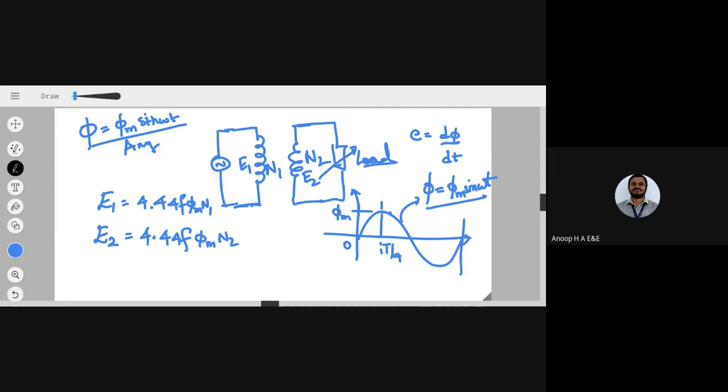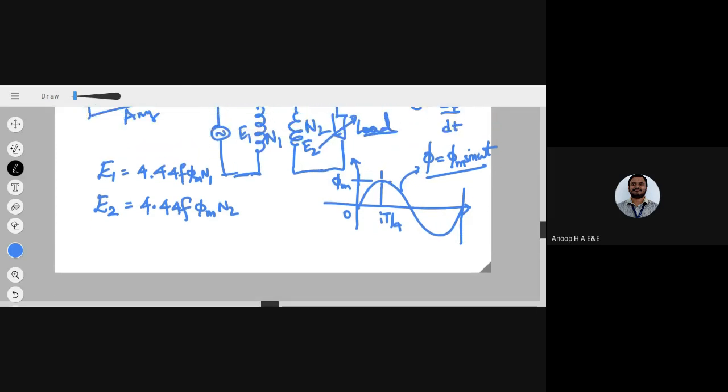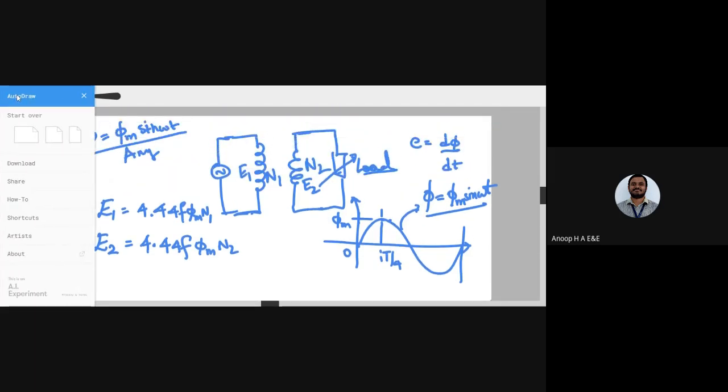Okay, so anything that you have in mind? Any doubts up to this point regarding the concepts here? If you have any doubts, do let me know. Any doubts up to this point?